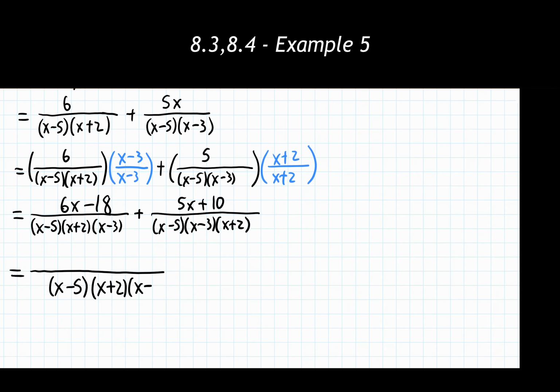If you decide to multiply this denominator out, I'm going to warn you now, you're going to get something raised to the third power, and we will not be covering how to factor something raised to the third power. So you can leave the denominator factored, and you're not going to touch it until you cancel things out at the very end, if that's possible.